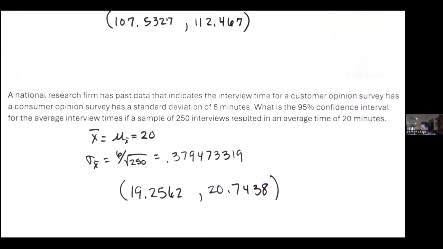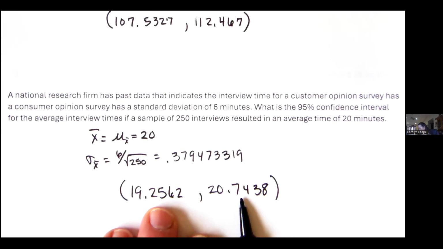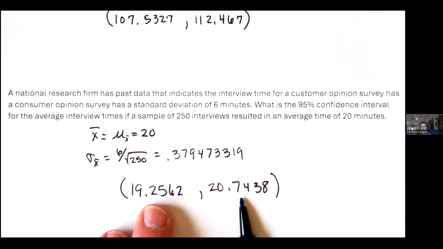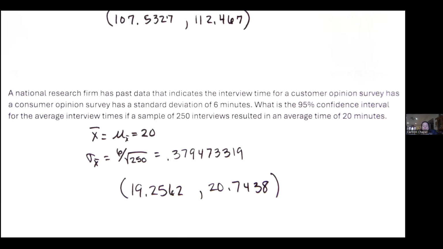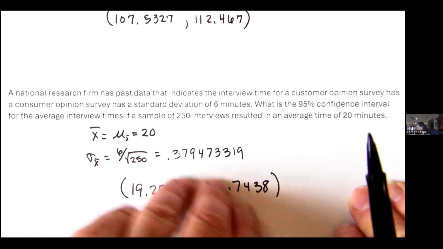So it tells me, and look, that's not very big. Think about it. That's not very big, like 0.75-ish, 0.74. Very small, but that's because we had 250 people. So the larger our sample size, the smaller our interval will be. All right, so I am 95% confident that the time it takes for these interviews is between 19.3 and 20.7, and that would be in minutes. Okay, let's look at another example.